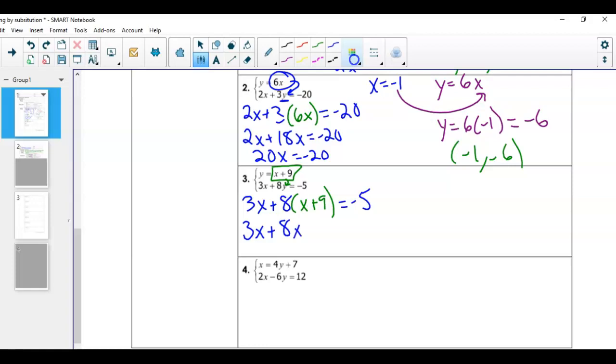3x plus 8x plus 72 equals -5. I can combine my x's and then solve for x. So in this case, I would need to get rid of my 72 by subtracting. So 11x equals -77 and divide.